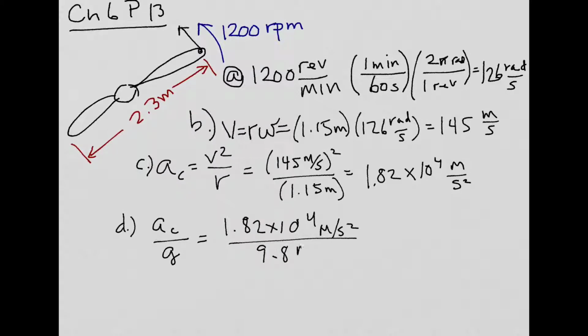So we just divide the centripetal acceleration, and we get 1.85 times 10 to the 3rd g's. So it's a very strong acceleration.